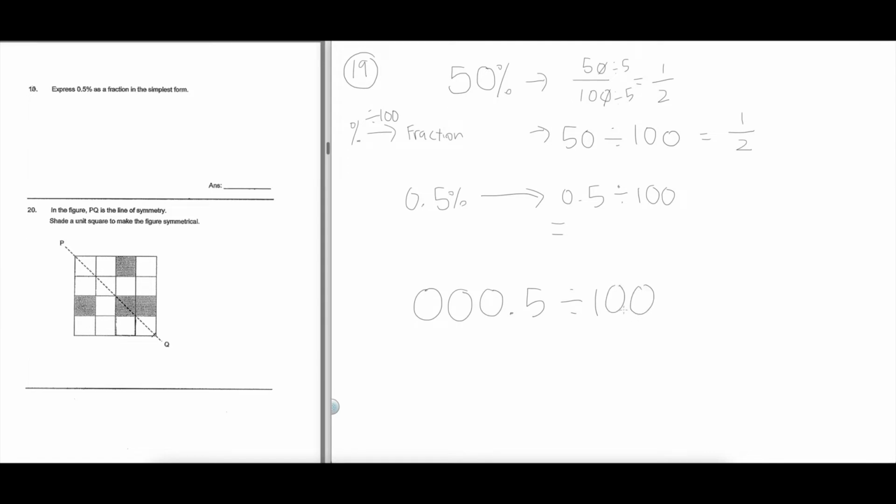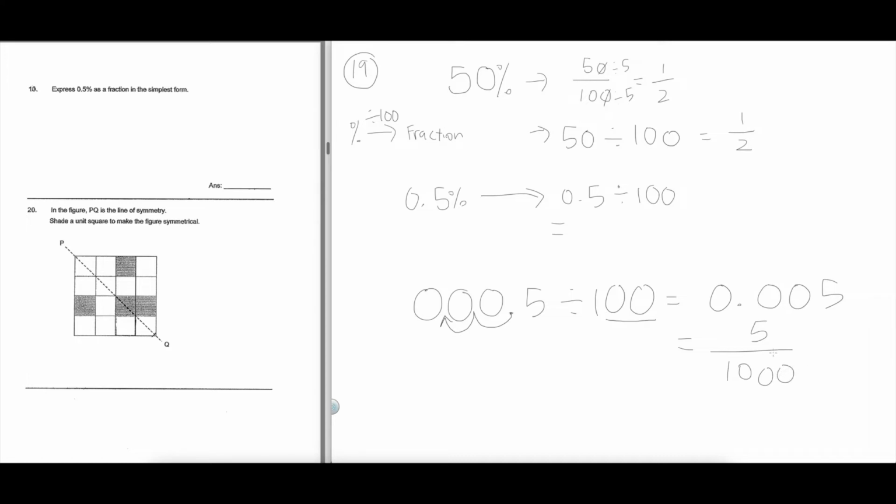So how many times I shift to the left side depends on how many zeros I have. I have 2 zeros, so I'm going to shift to the left side by 2 times. 1, 2. So it is 0.005. Okay, so 0.005 is just 5 over 1000.